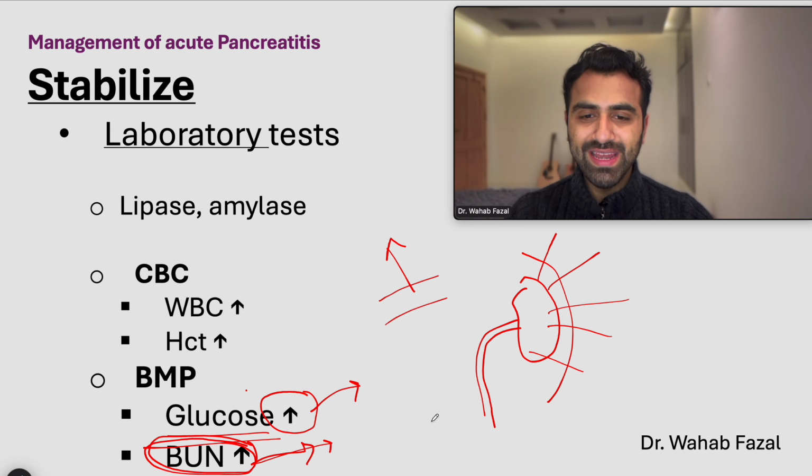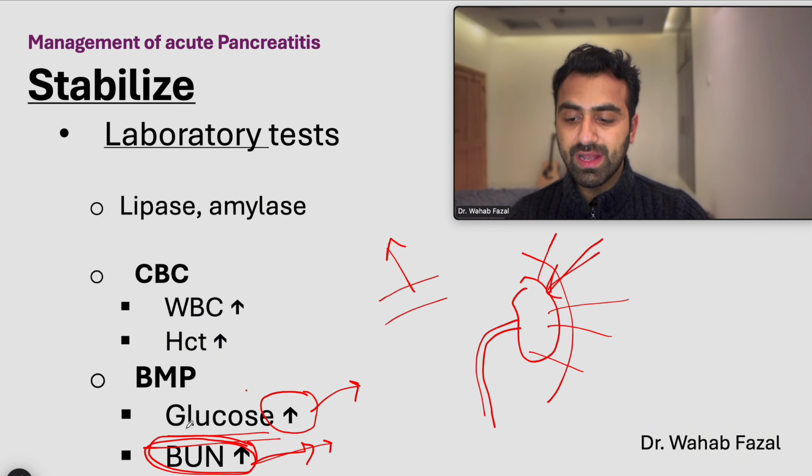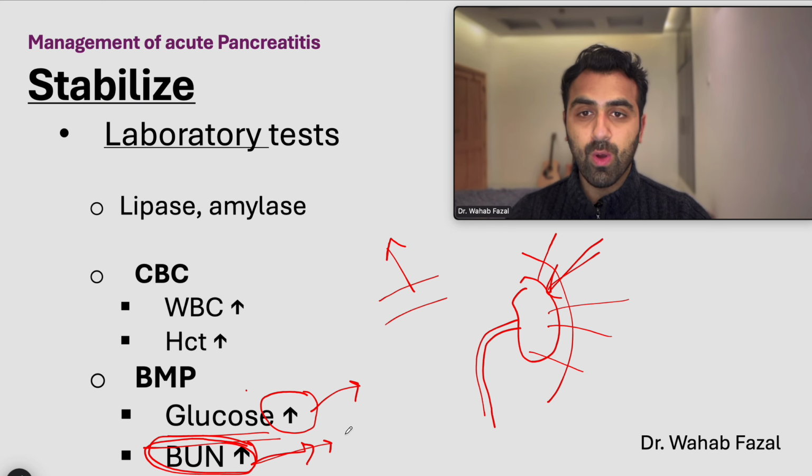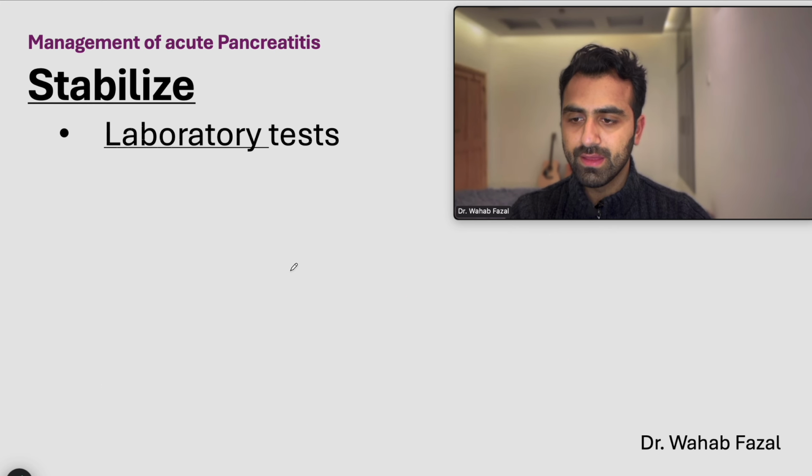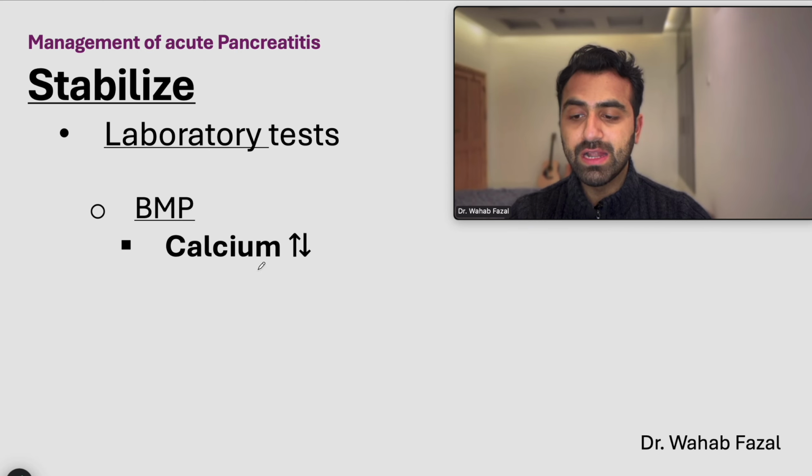And this BUN can help us analyze: is the kidney trying to retain as much water as it can? Is the kidney getting enough blood supply? And this will in turn tell us the volume status of this patient, what amount of water is being preserved by the body, and this BUN will tell us. For example, if we have high BUN, that means this pancreatitis is getting severe. Then laboratory tests. What else in the blood metabolic panel do we want?